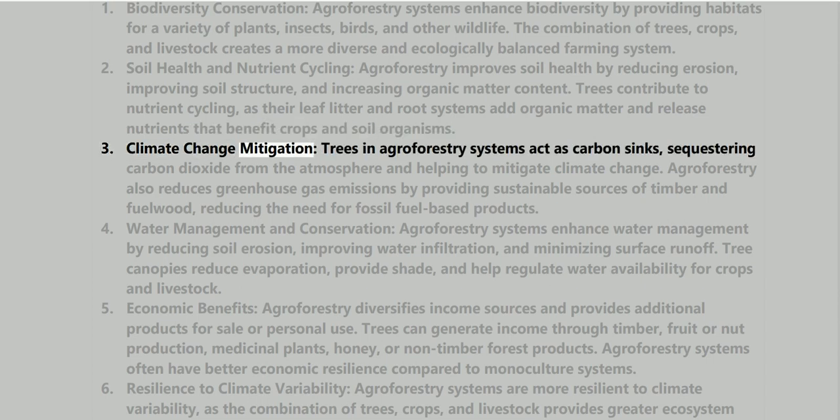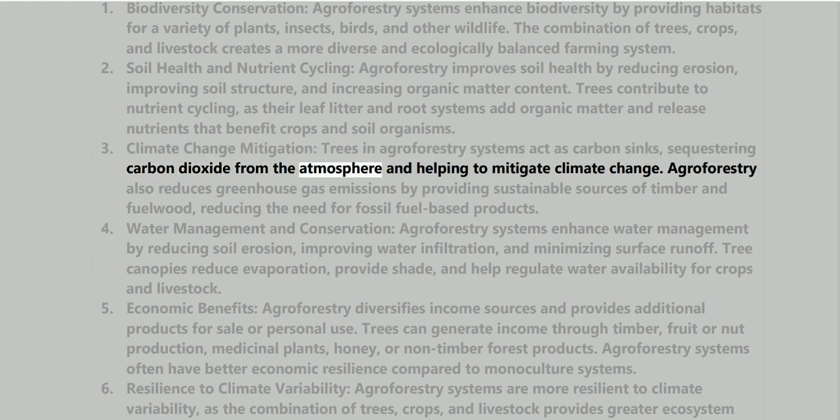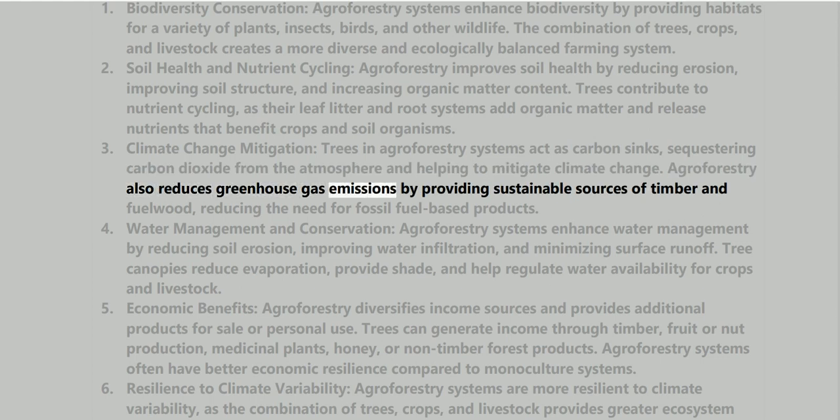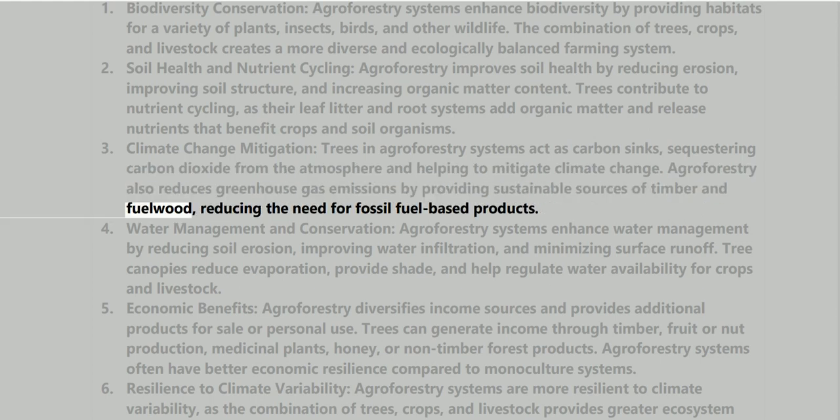3. Climate change mitigation. Trees in agroforestry systems act as carbon sinks, sequestering carbon dioxide from the atmosphere and helping to mitigate climate change. Agroforestry also reduces greenhouse gas emissions by providing sustainable sources of timber and fuelwood, reducing the need for fossil fuel-based products.